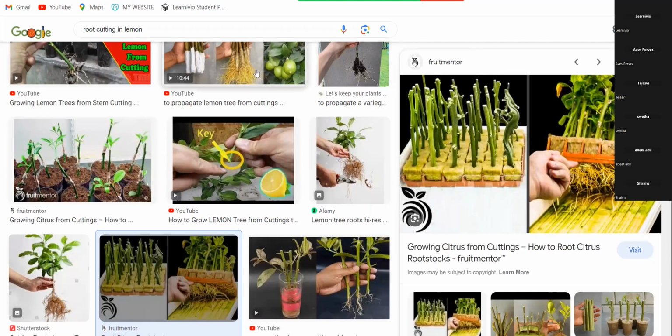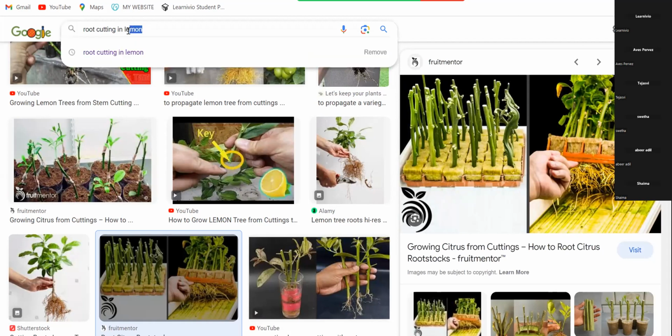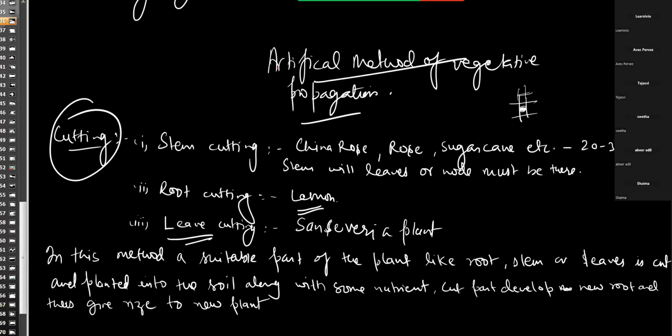Okay, lemon tree and leaves of sansevieria. So leaves of sansevieria plants, you can check it on Google. So this is also used for giving rise to new plants. Okay, so please note this one, cutting, the artificial method. Note this one.